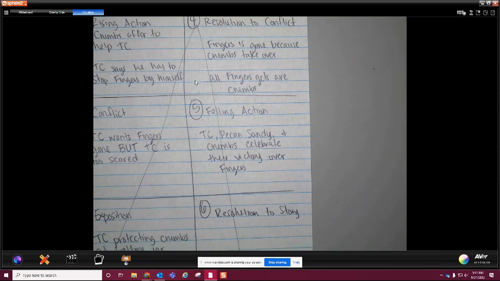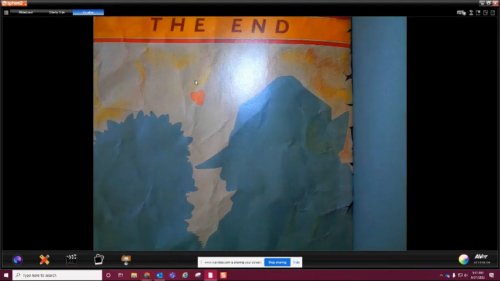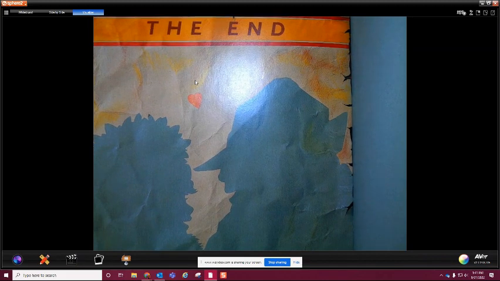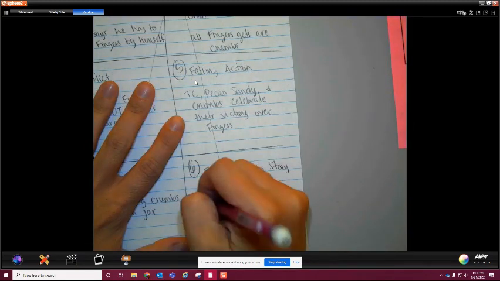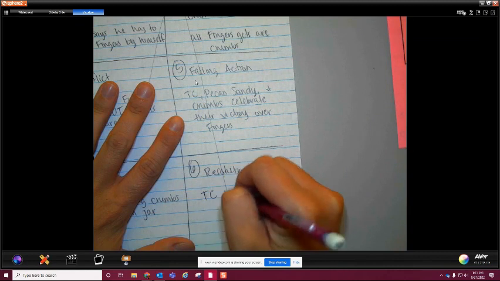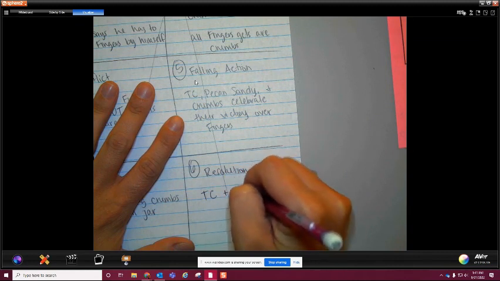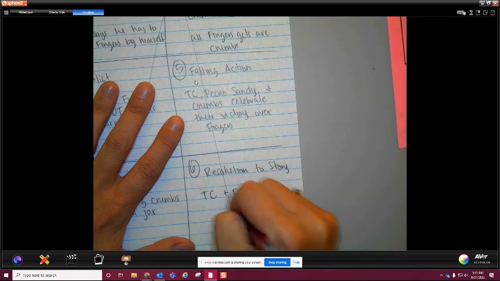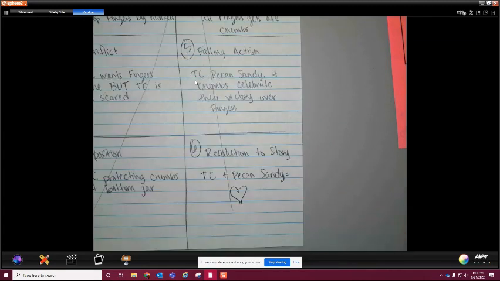Okay, and then we get to the very, very last page, which is the resolution of the story, where it says the end. And it's right here. We have Pecan Sandy and we have Tough Cookie, and they have fallen in love. They are back together again. Okay, so I'm just going to put TC, which is Tough Cookie, plus Pecan Sandy, and then I'm going to put equals, and I'm just going to put a heart. Okay, so TC, Tough Cookie, and Pecan Sandy, they're back together.